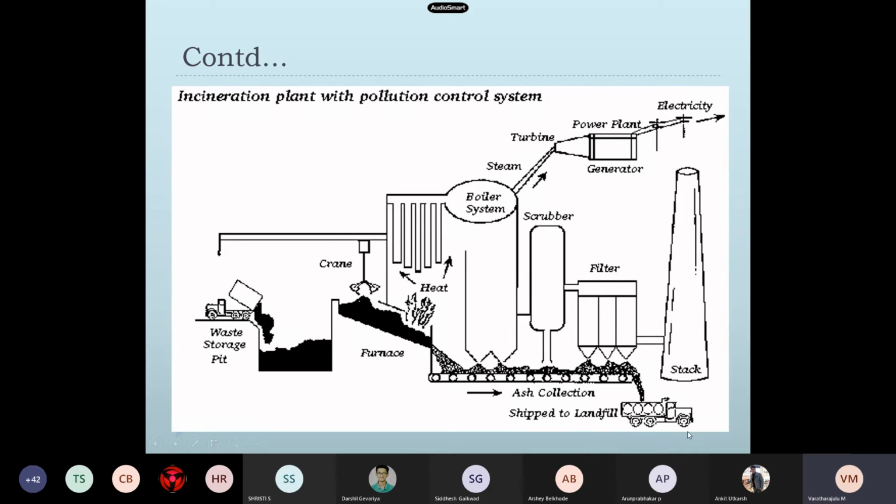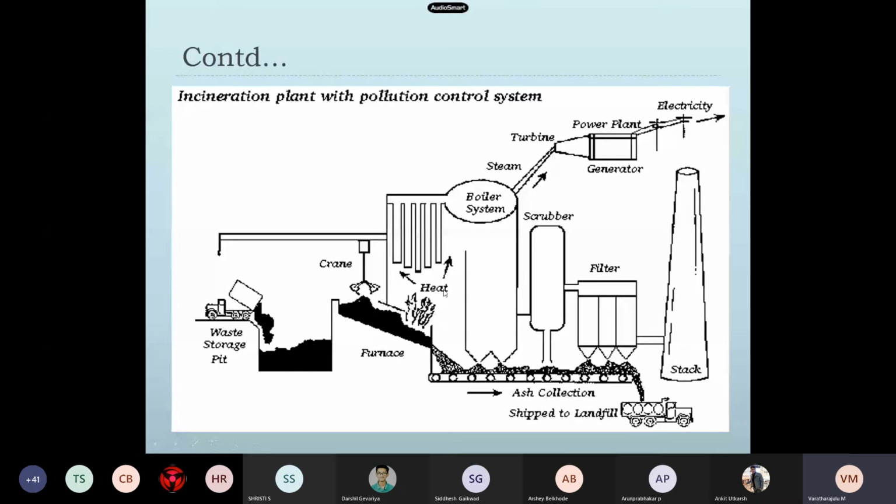We'll discuss the nomenclature one by one. This is the waste storage pit, where a crane is used to collect the debris, which is sent to the furnace. This is the furnace with the ash collection here, and once the waste is burnt, it is converted into ash.